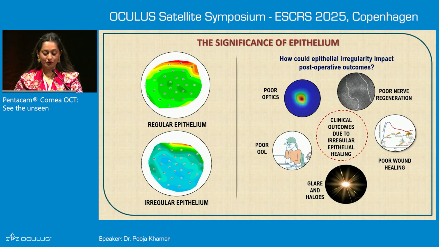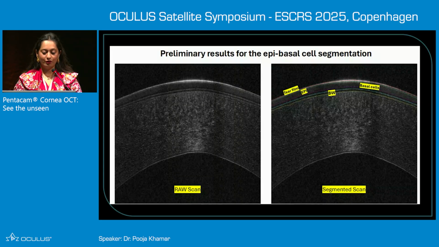And if you just go ahead and do a surgery on this kind of patient, a refractive surgery especially, this patient may have poor nerve regeneration, poor optics, or poor quality of vision, and glare and halos. So post-operatively, if you get an unhappy patient who comes with poor quality of vision and glare and halos, it may not be the surgery, but we should look at the epithelial map, and it would give us the answers of what we should do.